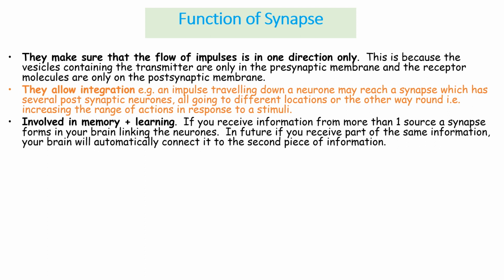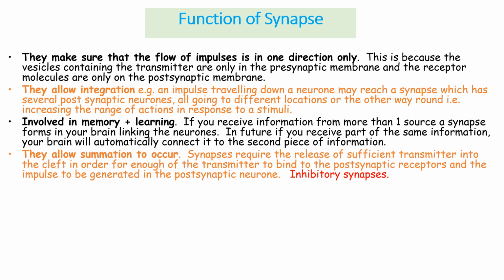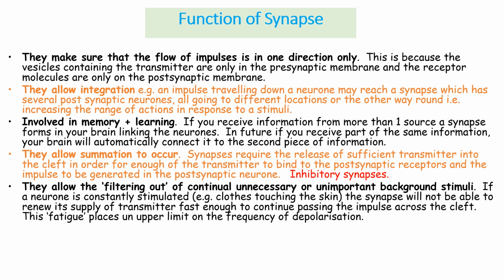We know the brain is full of synapses, and we know memory is about synaptic pathways and neuron pathways of different types. Summation is important because lots of impulses can come together to cause a receptor response in the postsynaptic membrane. Inhibitory synapses can also reduce the amount of unimportant messages that we process, and that allows us to filter out unnecessary things. It's a process called habituation.